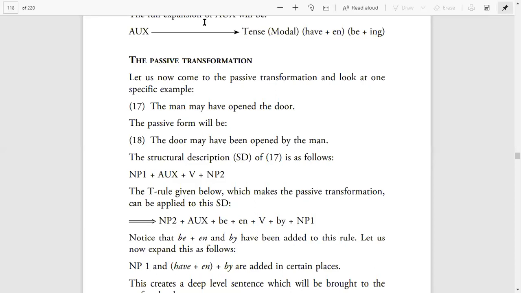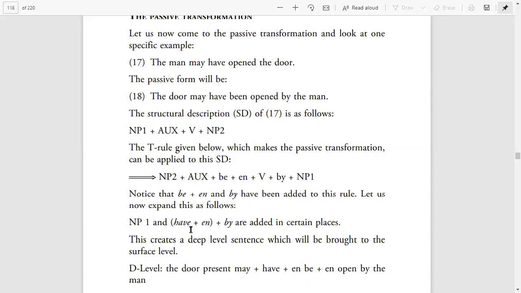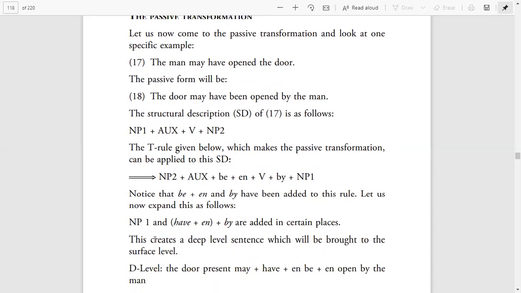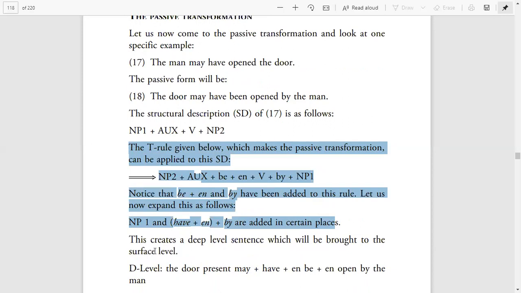Let us now expand this as follows. NP1 and have plus en plus by are added in certain places. So we have NP1 here, and have plus en; have shows the perfect tense, plus en always shows the past participle form, right? Plus by are added in certain places when you are transforming the simple sentences into passive form. This creates a deep level sentence which will be brought to the surface level. So all these things are used at deep level, right?